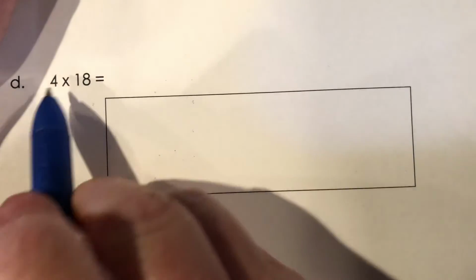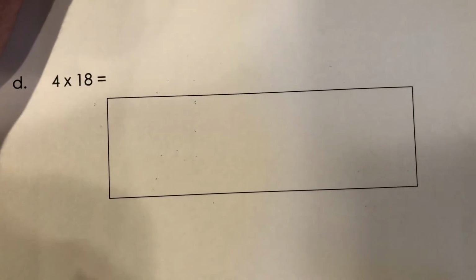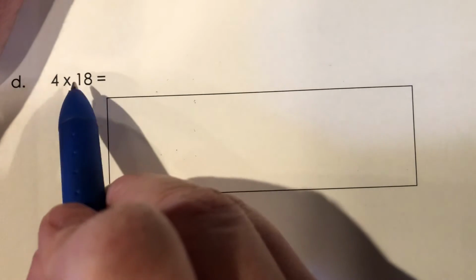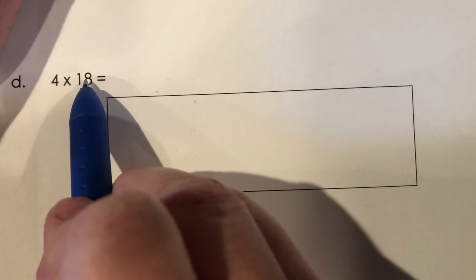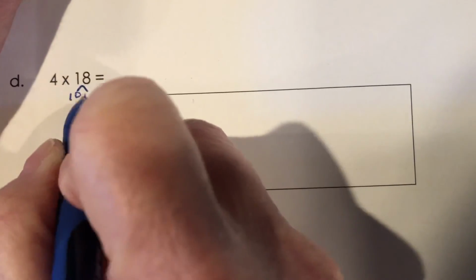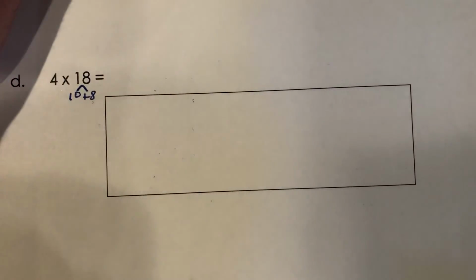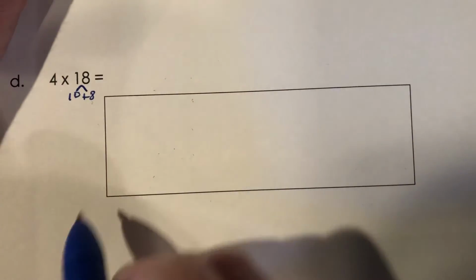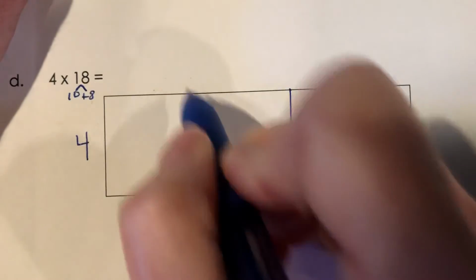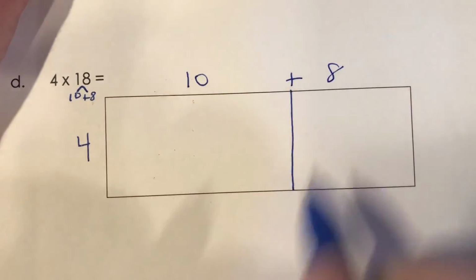Okay, so for this one here, I have 4 times 18. Think about what you'd want to break this 18 up into. And I think multiplying by multiples of 10 is pretty easy. You could break this up into anything you wanted. You could break it up into 9 plus 9 if you wanted. But we'll just continue with what we've been doing, and we've been multiplying by 10s, right? So I know that 10 plus 8 is 18. So in order to figure out what 4 times 18 is, I can write 4 along this side, and I can break this 18 up into 10 plus 8.